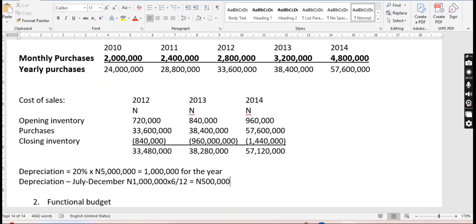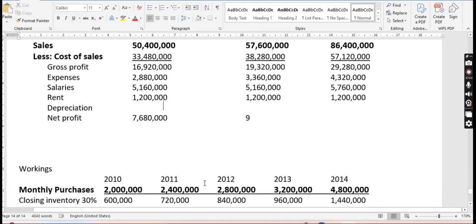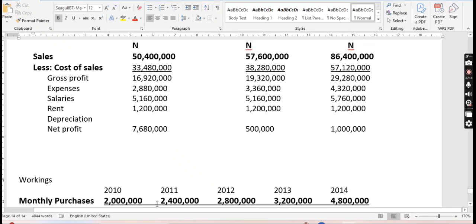They purchased the asset in 2013, so they will charge this 500,000 in 2013. While in 2014, they will charge the full depreciation because it will be for the full year. The next one will be 1 million for the full year. So the person that has a question should unmute his or her mic.